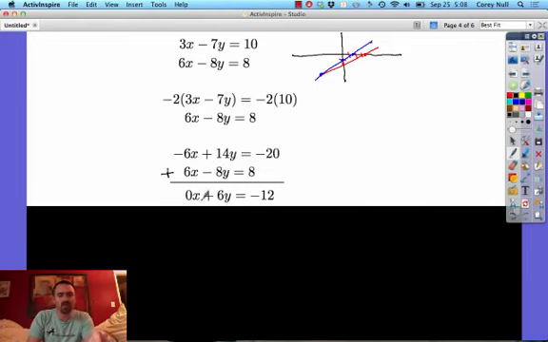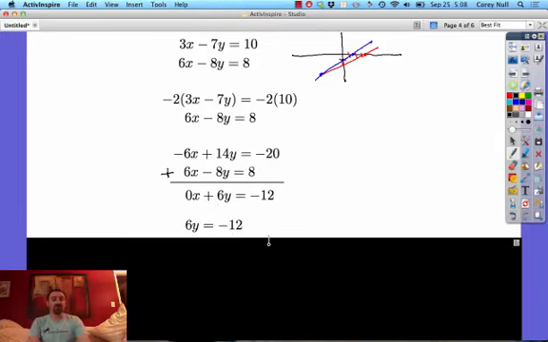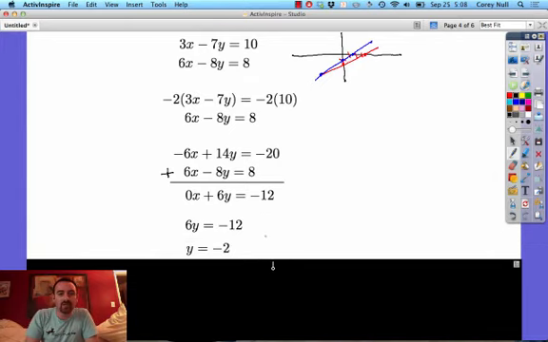So I have 0 x's, that's just 0, 6 y's, and a negative 12. I simplified that, and now I have something easy to solve. 6y equals negative 12. We know that's negative 2. Good, I've found that the y variable is going to be negative 2. That looks about right.